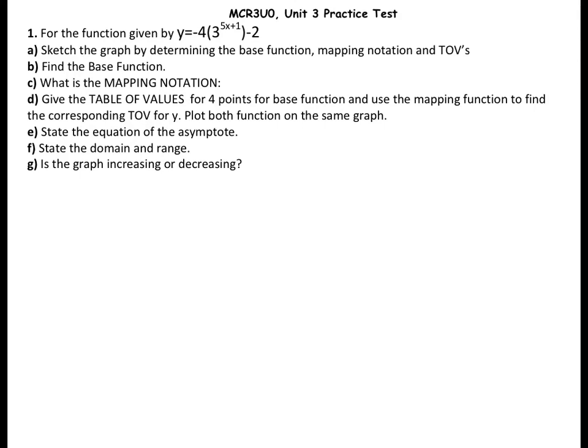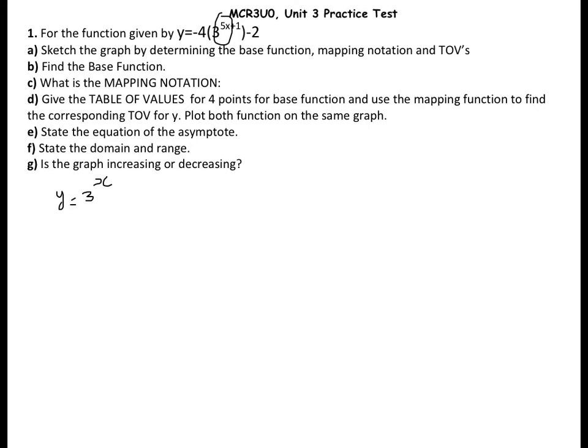Okay, for the function y equals negative 4 times 3 exponent 5x plus 1, minus 2, you have to sketch the graph by finding the base function, mapping notation, and table of values. So I'm going to skip to parts B, C and D, and then I'm going to plot it. Find the base function. You can see right away from this function that the base is y equals 3 exponent x. So that's your base function.